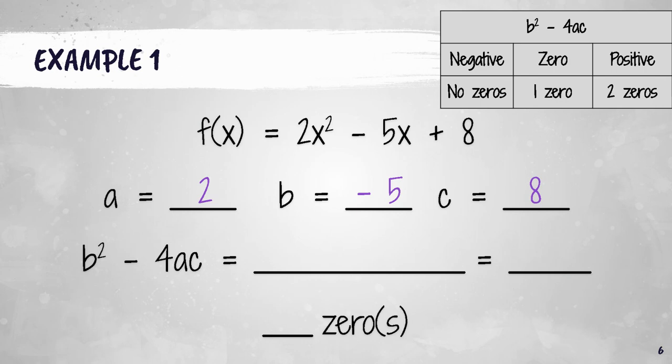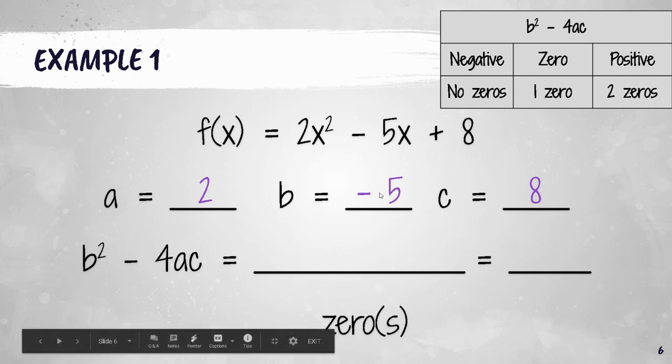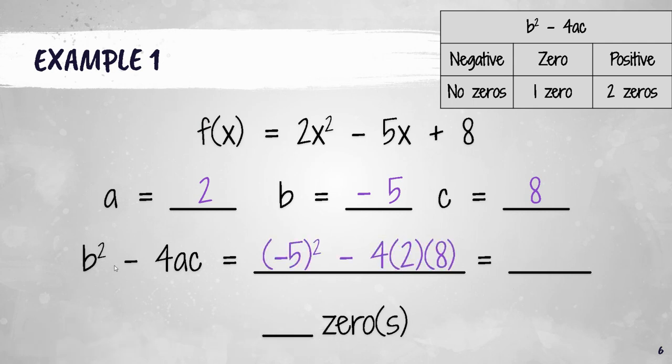And then what we're going to do is plug these numbers into the right spots. So for b squared, that's going to turn into negative 5 squared. And then minus 4 will always be there. This minus 4 has to be there. It's part of the formula. And then a goes next, which is 2, and c goes next, which is 8. And then what we're going to do is type that into a calculator, and our answer ends up being negative 39, which is a negative number, so we have no zeros. Okay?